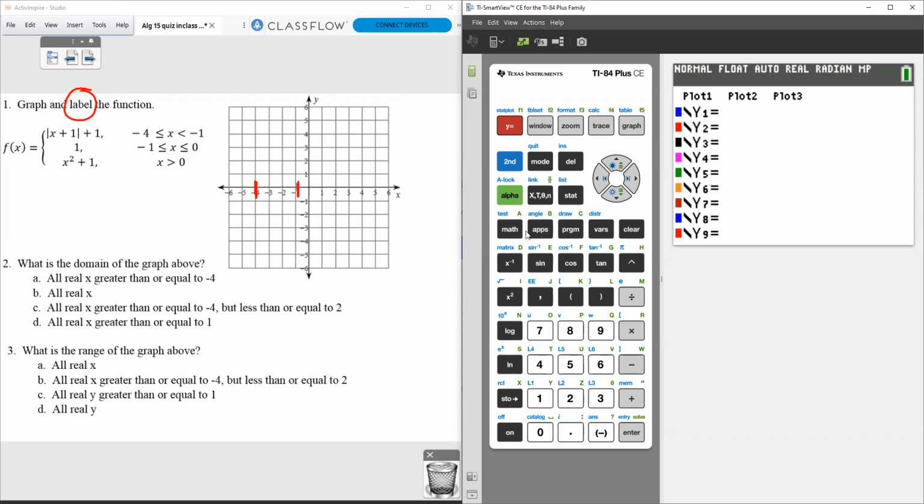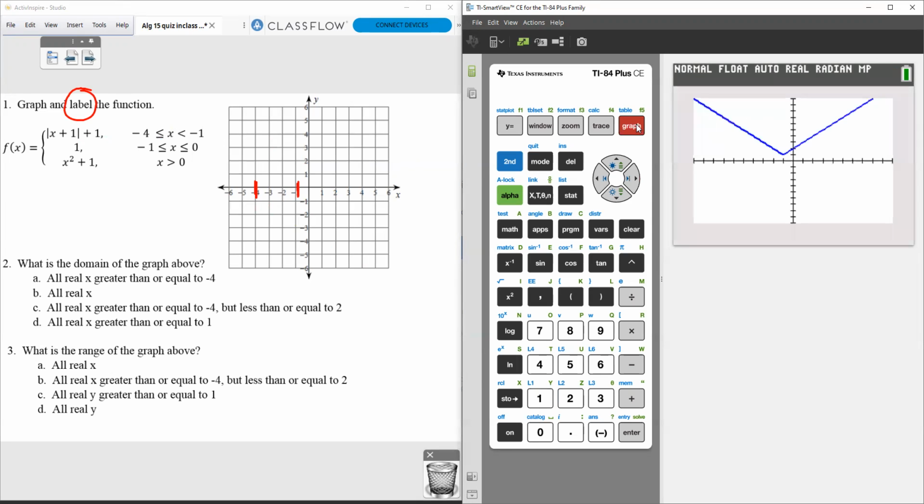Remember that for the absolute value symbol, you have to hit second and 0, which is the catalog, to get this ABS, which is your absolute value. Then type in your x plus 1. You need to tab out of it by hitting the arrow pad and then do plus 1 again. So now that we have that equation typed in, you can hit graph and see what it looks like. But remember, we only want it in between -4 and -1.